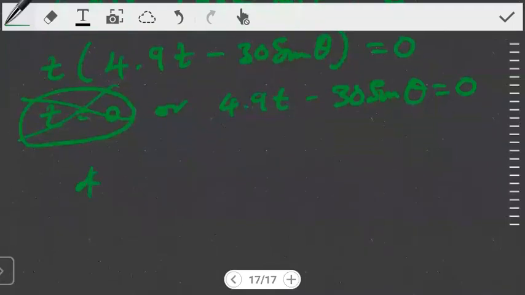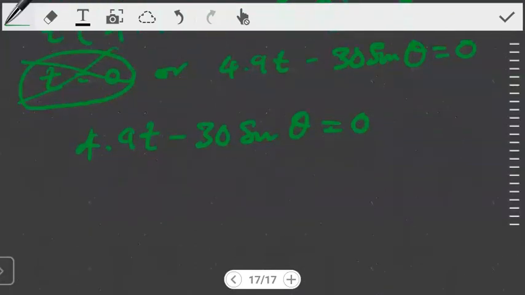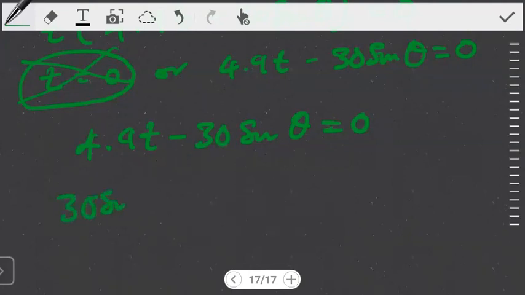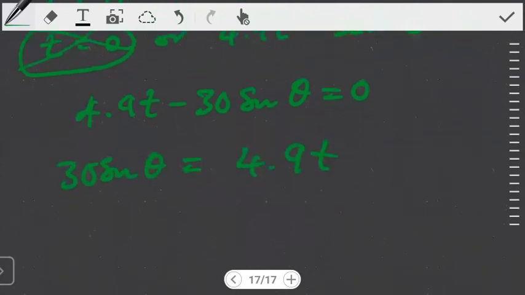So what we have is 4.9t minus 30 sine theta is equal to 0. We can make t the subject, or it doesn't matter which one we want to work with. I can even make it 30 sine theta. So this becomes 30 sine theta is equal to 4.9t. At this point, let's hold on to this as our equation 2.